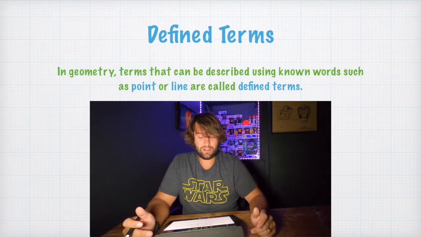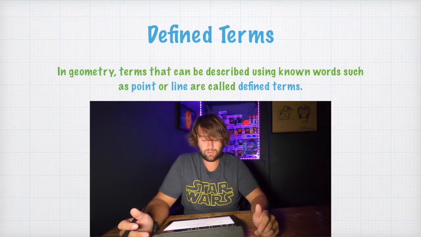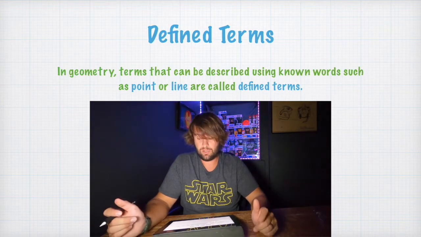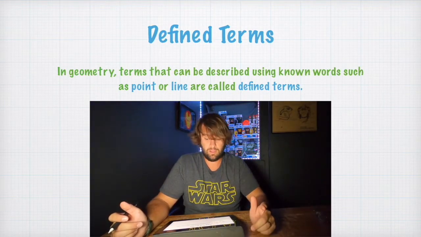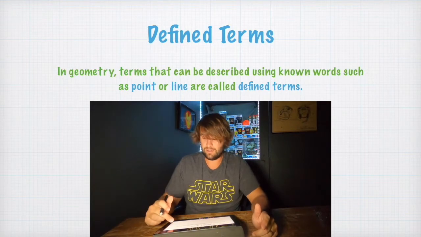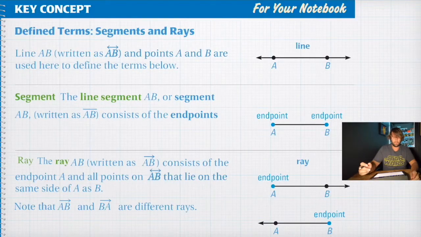So now we are going to go into defined terms. In geometry, terms that can be described using known words, such as a point or a line, are called defined terms. So here are defined terms. We're going to use segments and rays. We're going to use line AB to define these two terms. Line AB, written as AB, and points A and B are used here to define the terms below. So the first term we're going to look at is segment.